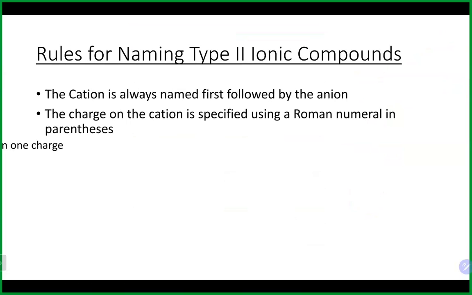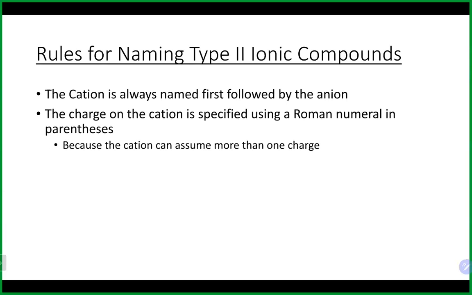So as we talked about the rules for naming our type 2 compounds, pretty much the same thing as we did for type 1. Again, we do have to add the Roman numeral for the actual charge that we see on the individual metals.